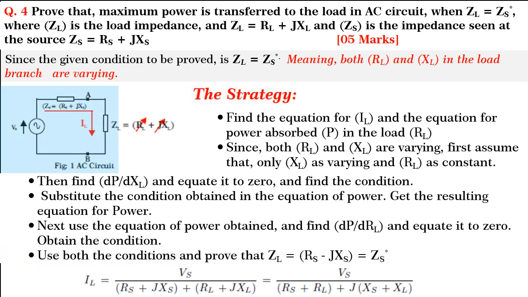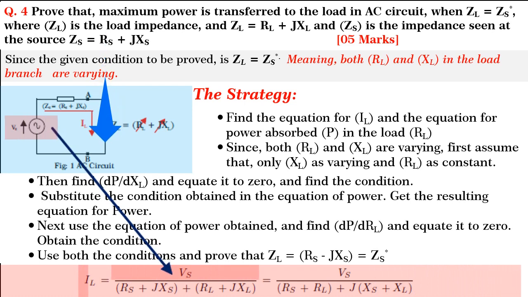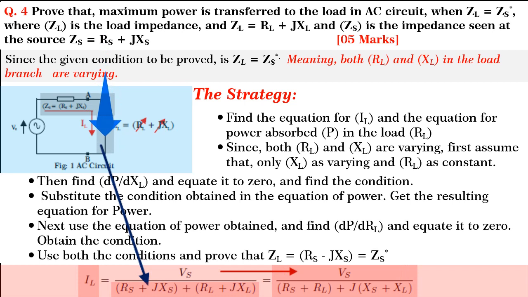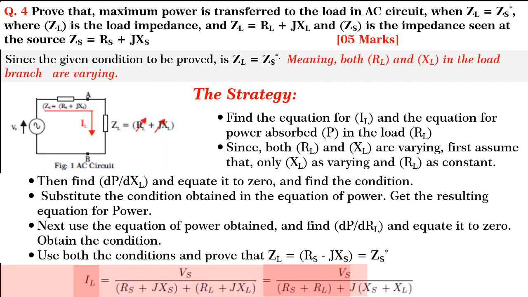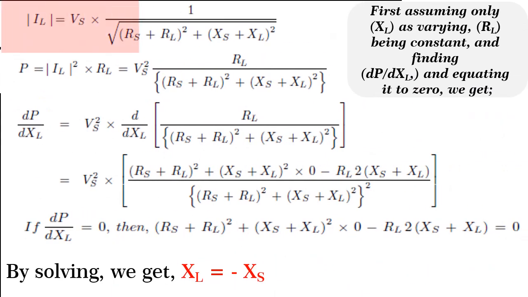So, from the figure considered, we find that the equation for the load current IL is equal to Vs divided by Rs plus RL plus j(XS plus XL). From the equation for the current IL obtained, we know that mod of IL is equal to Vs into 1 divided by square root of (Rs plus RL) whole square plus (XS plus XL) whole square.